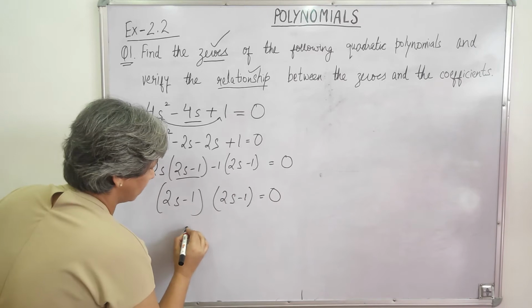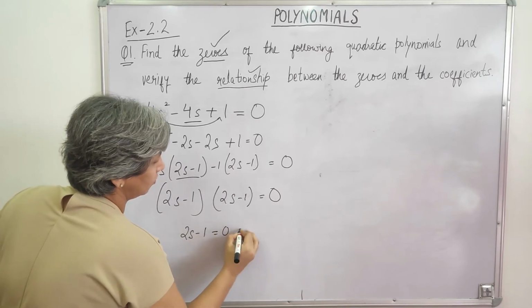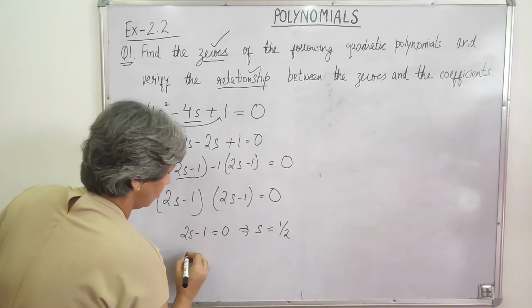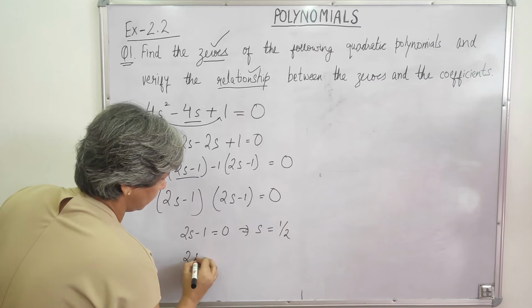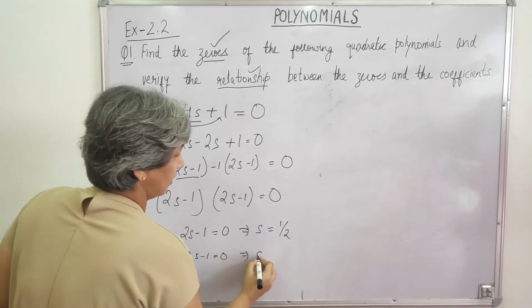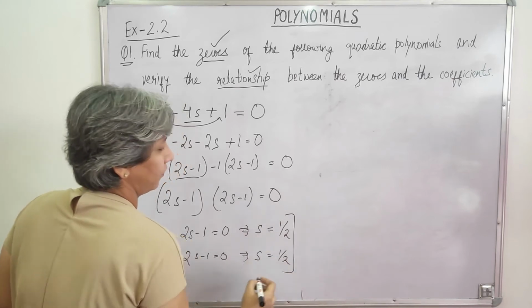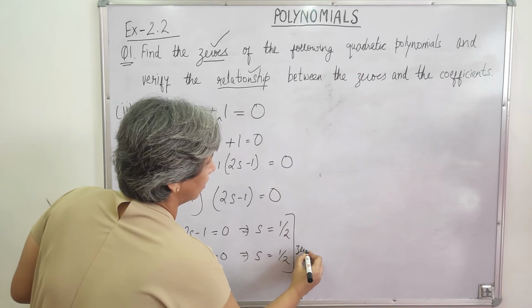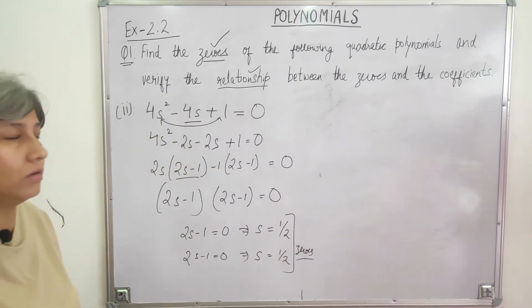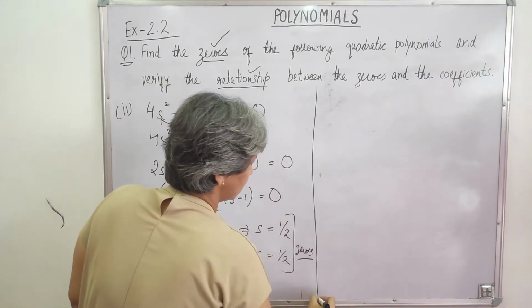So either of them has to be 0. If 2s minus 1 is 0, it will give me s equal to 1 by 2. The other 2s minus 1, if equal to 0, will also give me s equal to 1 by 2. So these are the zeros for this particular polynomial. Now let's find out the relationship.